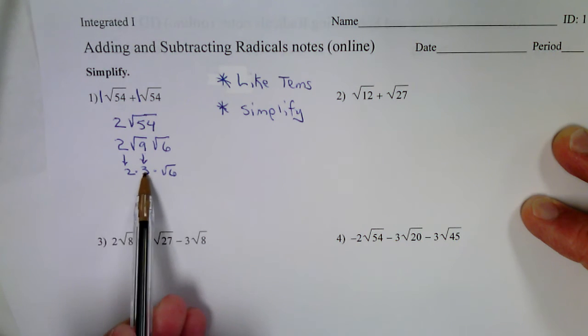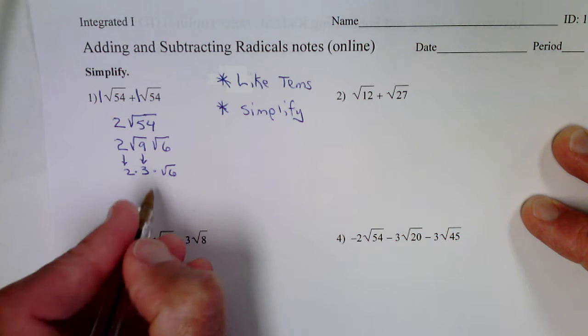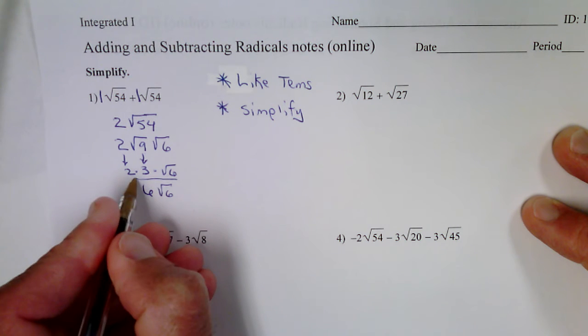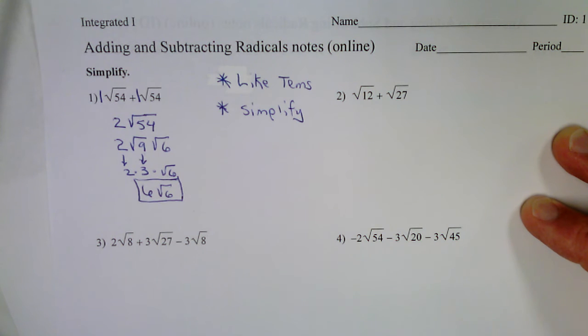Now keep in mind, all of these are being multiplied together right here. So 2 times 3 is 6, square root of 6. Okay, so ladies and gentlemen, there is your final answer for that one. You added them and then you simplified them.